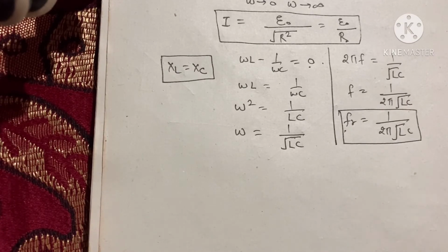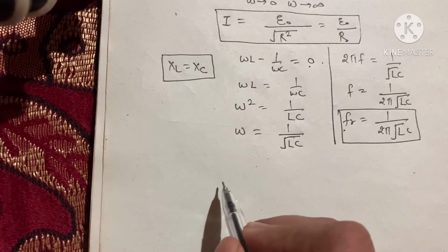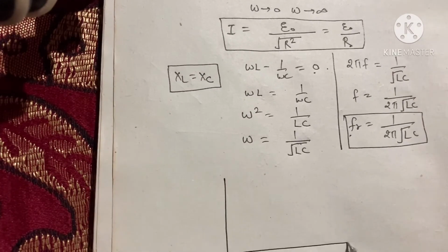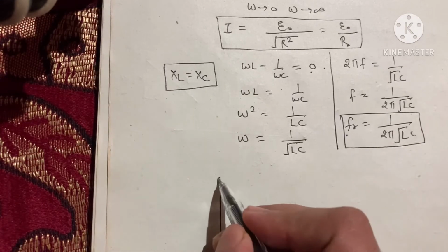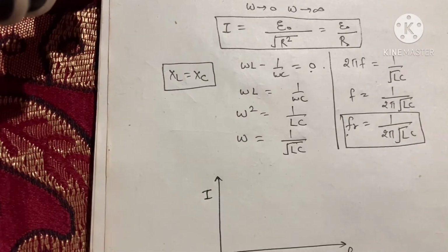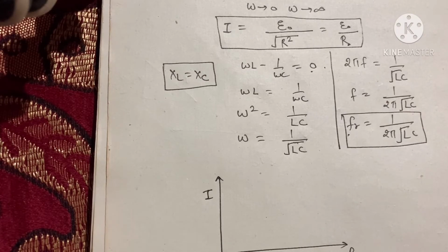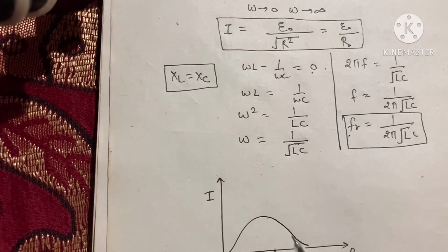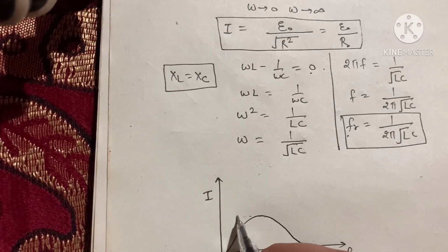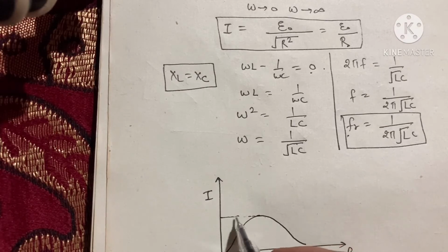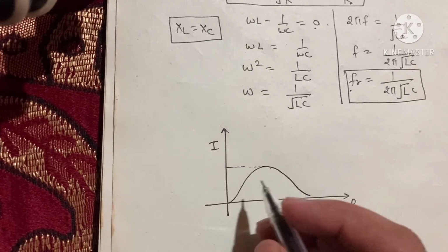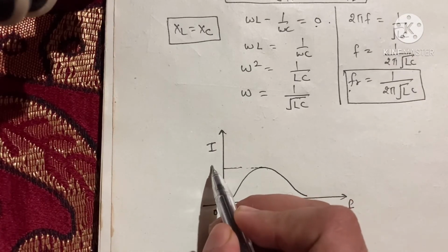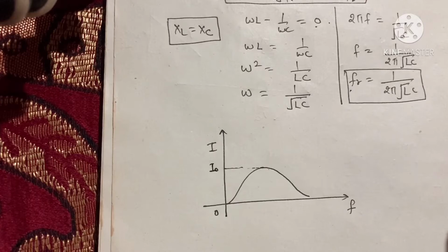Now what is the meaning of this? Suppose I plot a graph, where this is the frequency axis and this is the current axis. Okay, so your graph will be like this, and here you can see you are getting maximum current. That is the peak value of current, which you get here for a particular component value.